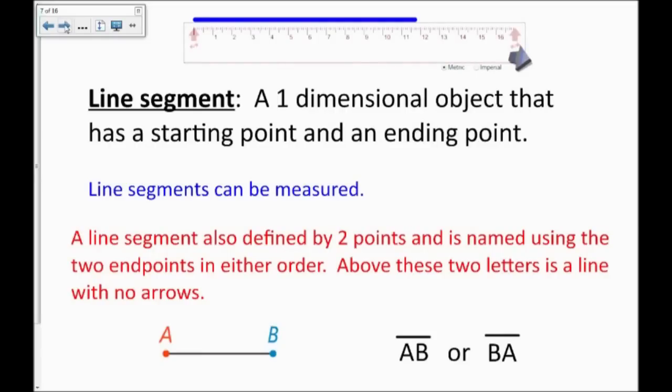Next, a line segment, a one-dimensional object that has a starting point and an ending point. Sometimes they're called simply segments by themselves. Line segments can be measured. If you have a ruler or some kind of a metric, they can be measured because they start and they stop. A line segment is defined by 2 points and is named using the 2 endpoints in either order. So this segment down here can be called AB or segment BA. Notice that there's no arrows on this line above it because it does not go on forever in either direction. It has a starting point and an ending point.